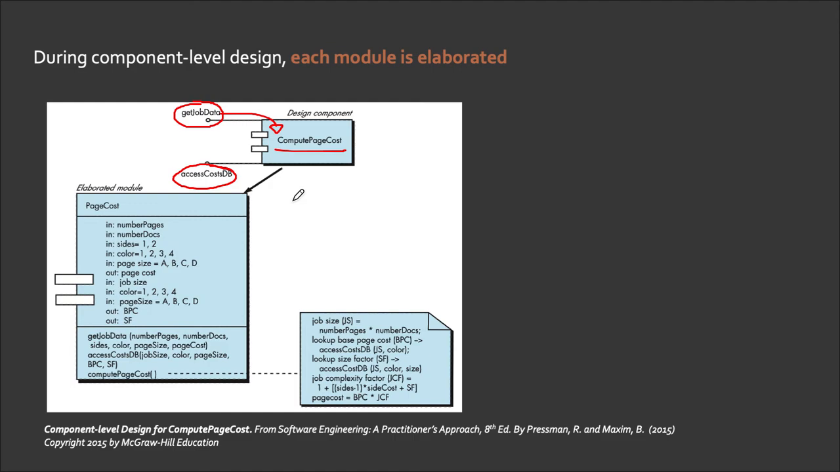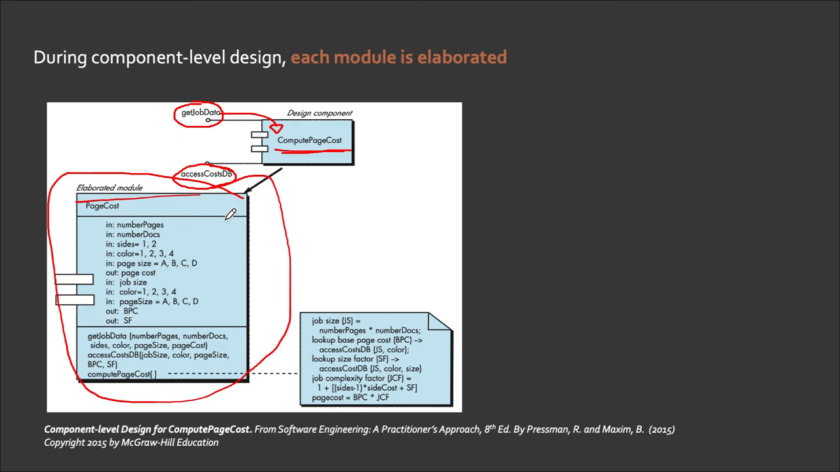Okay, so as design continues, the compute page cost module is elaborated to provide this. This is an elaborated module for our compute page cost. Again, the compute page cost module is elaborated to provide algorithm detail and interface detail, meaning this is not a class. This is actually an elaborated module. When we say algorithm detail, this can be represented using the pseudocode text shown in this figure, or with a flowchart or an activity diagram.